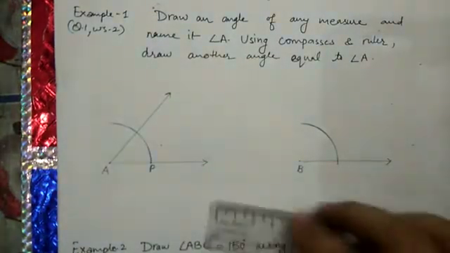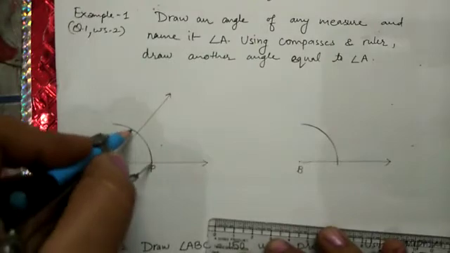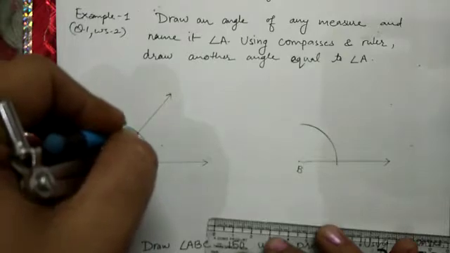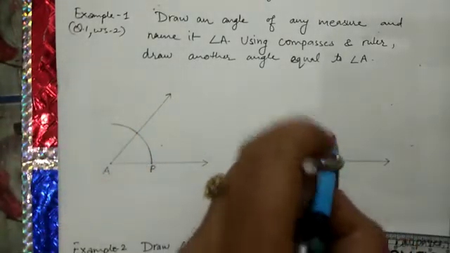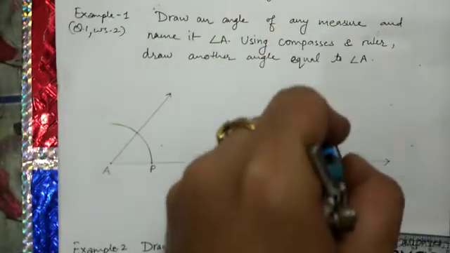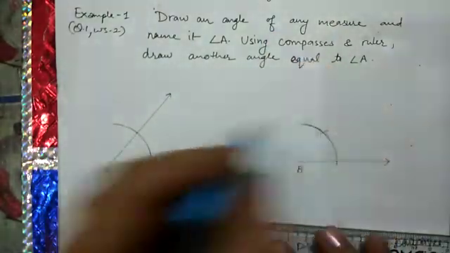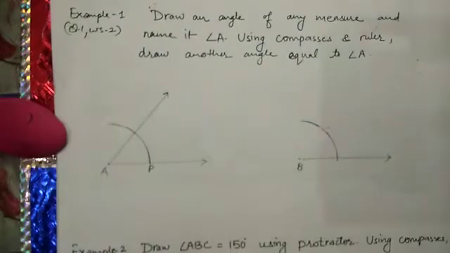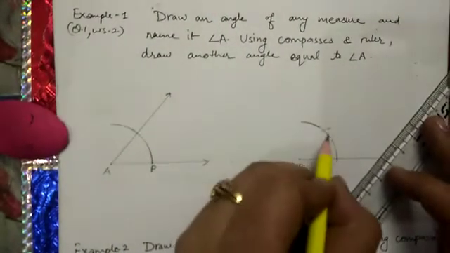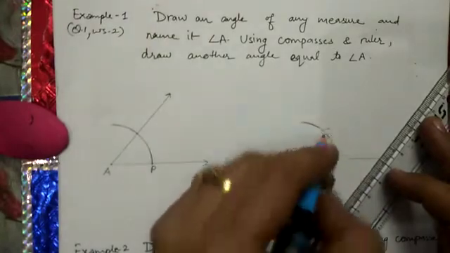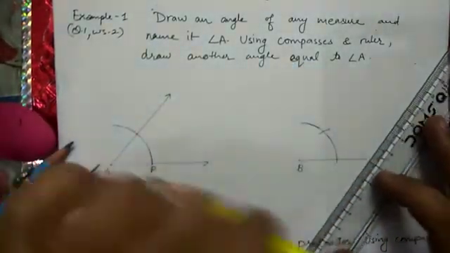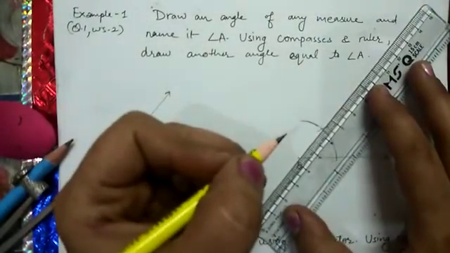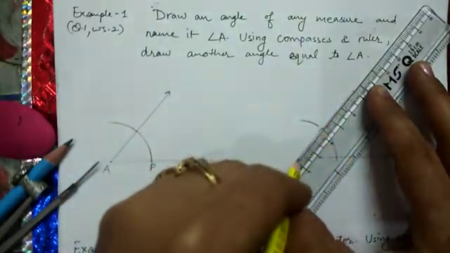Right? Now at point P we will keep our compass and measure this length. Now we will keep our compass at this point and mark an arc of the same measure that we have taken from here. Now we have drawn this arc. Join this point with point B like this.